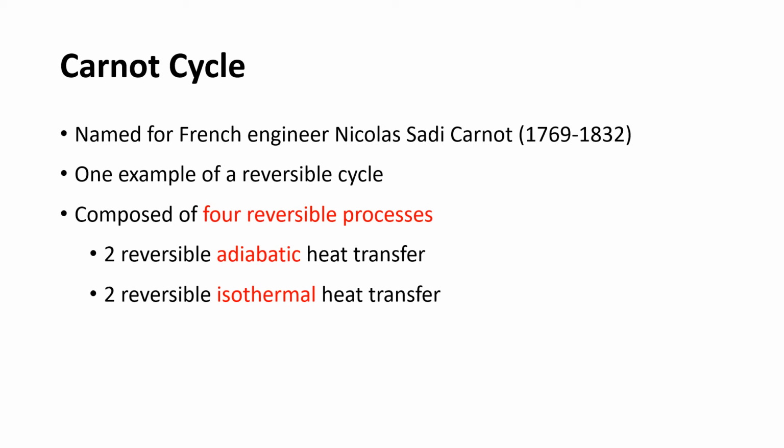Part 5 of chapter 5. This is about the Carnot cycle. As we know, it is named after a French engineer, Nicolas Sadi Carnot. It's one example of a reversible cycle. It is composed of 4 reversible processes. 2 are adiabatic, with no heat transfer, and the other 2 processes are isothermal, at the same temperature.